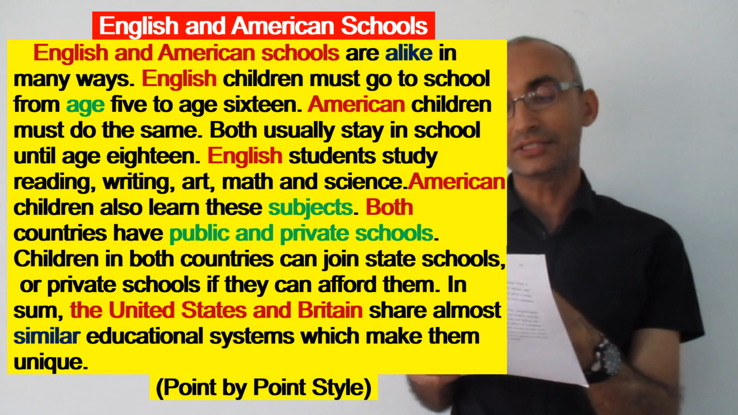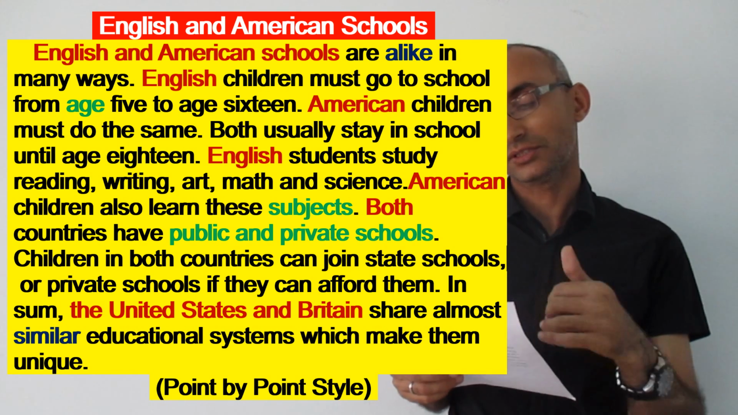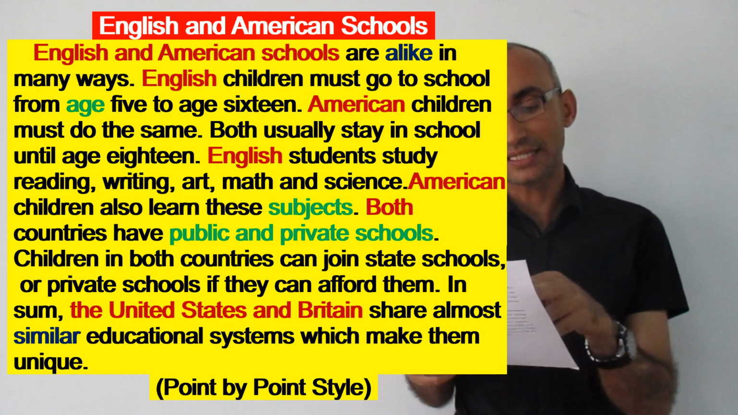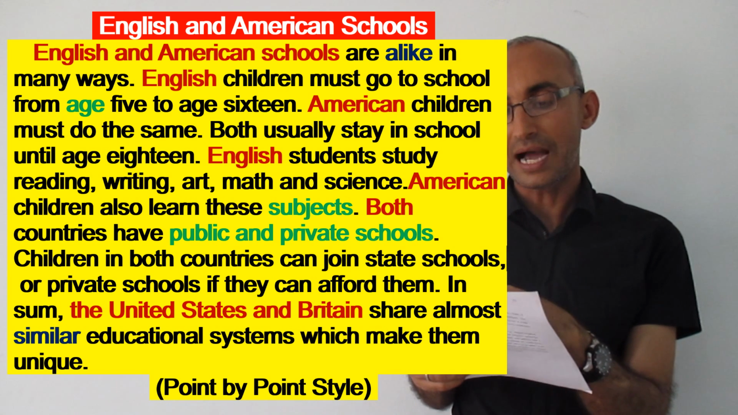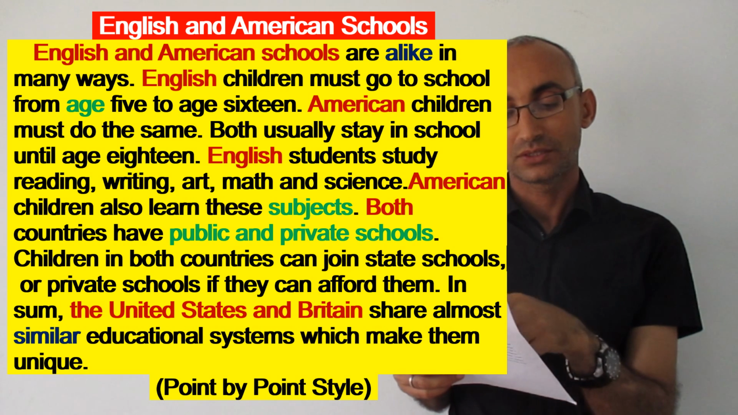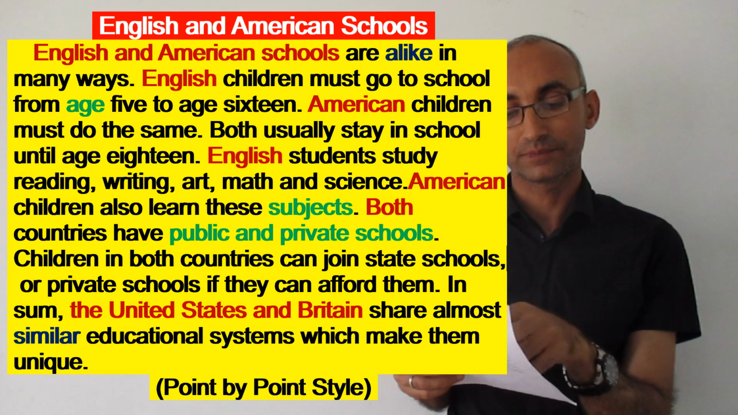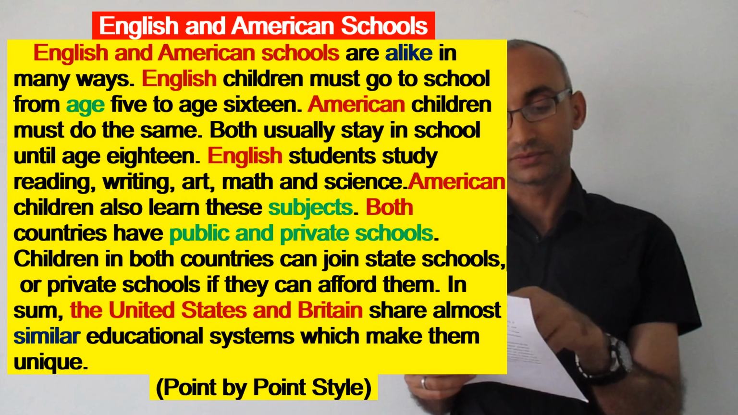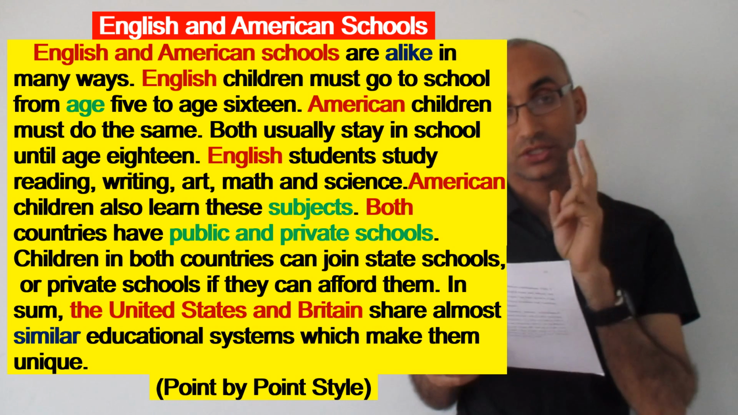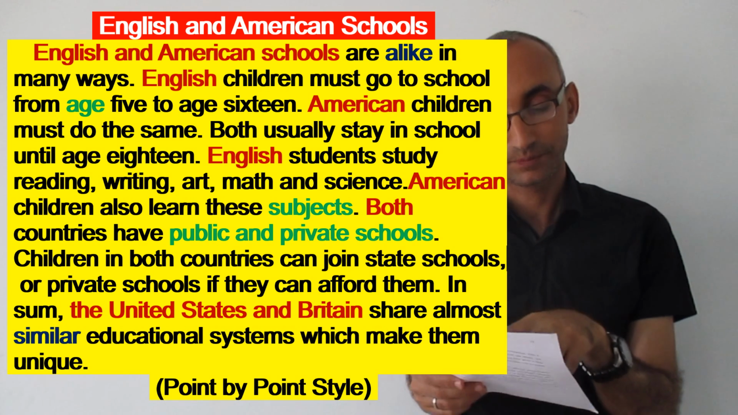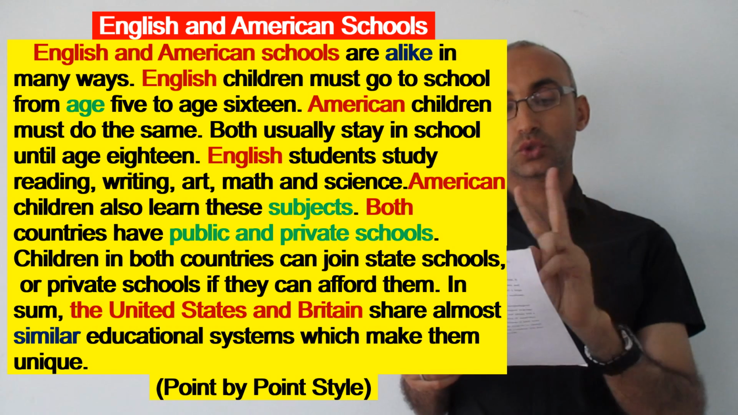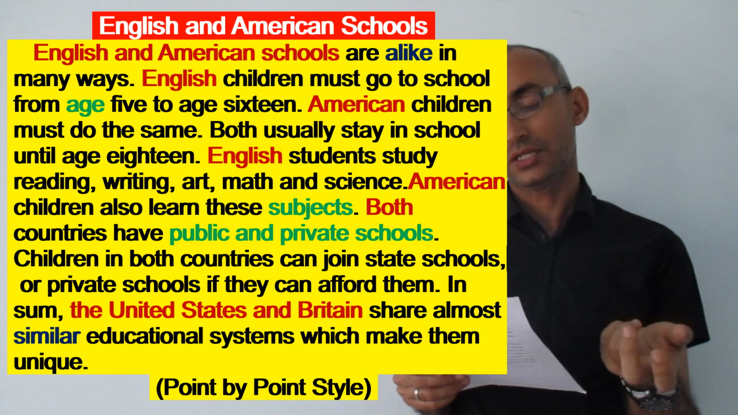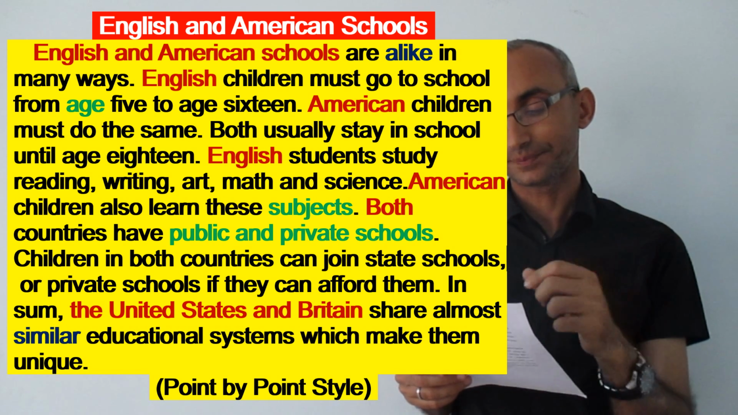Now, both usually stay in school until age 18. The same thing here, that's the final age before leaving school. Now, English students study reading, writing, art, math, and science. Here, second point is what? Subjects, modules. Clear. American kids also learn these subjects. Here also, second point is the modules or subjects studied in both schools. So here, second point. Right. Also compared and showed how they are similar.